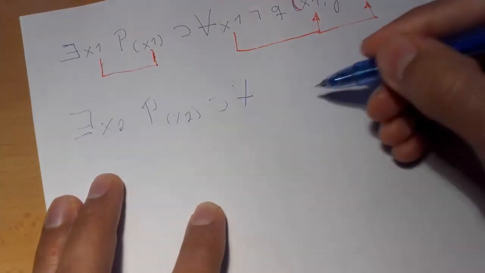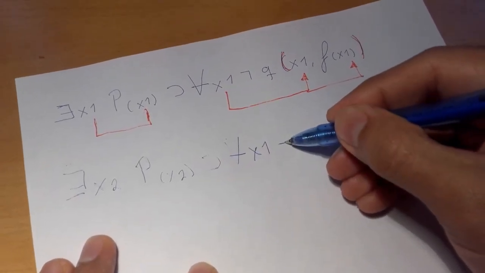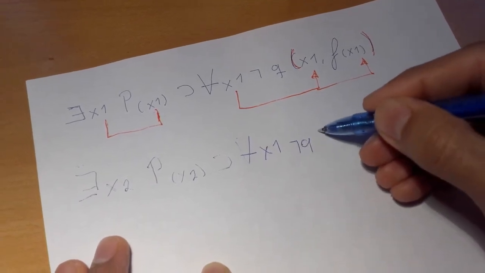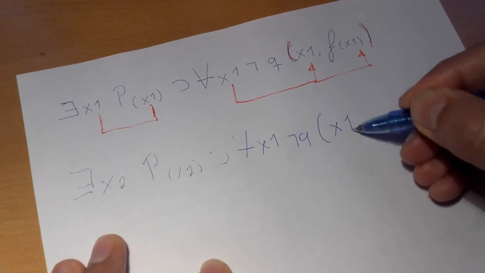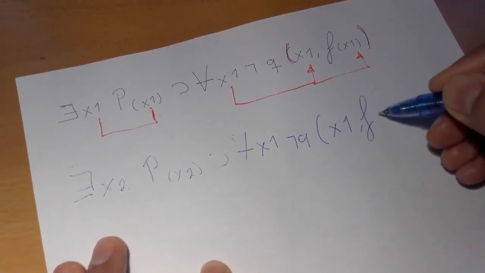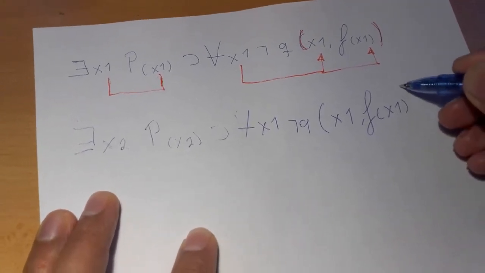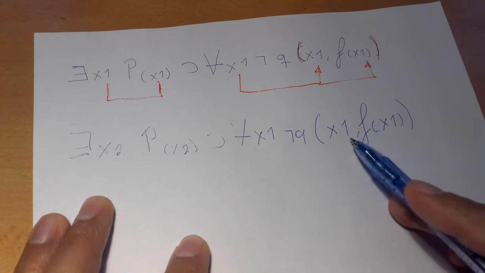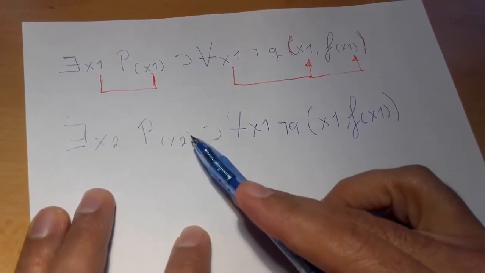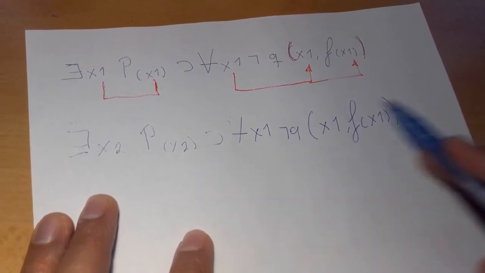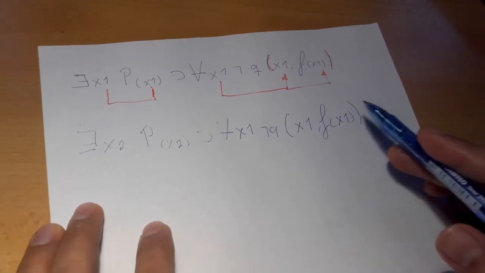Implication, universal, and I continue with the same x1, negation q, then in parentheses x1 f, which is inside the x1. It's not necessary to change the names in this part because they are not affecting this first part. So now this is clean. I consider that this is clean, but now we need to prenex the formula.